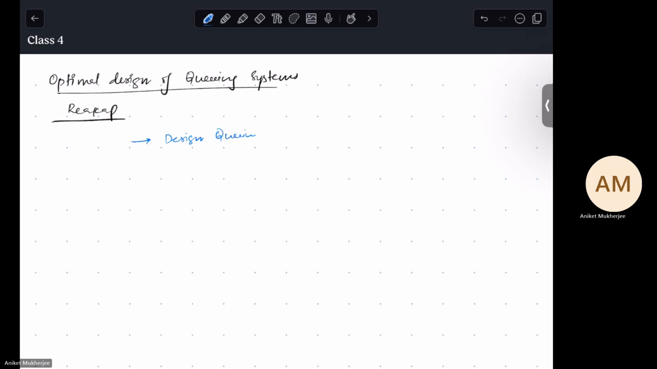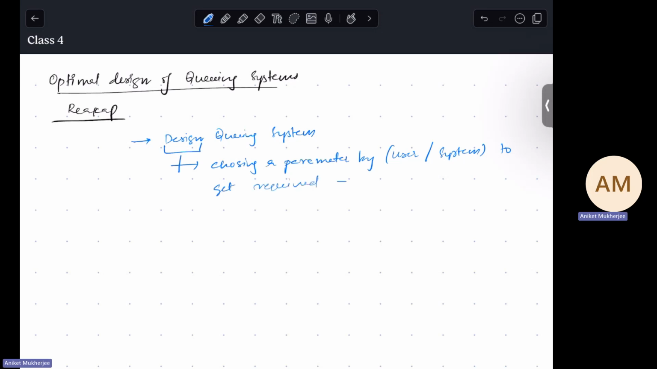What do I mean when I say we want to design queuing systems? We want to find out parameters that the user or the system or the operator can choose so as to get a required output. So design means choosing a parameter by either the user or the system to get the required output.